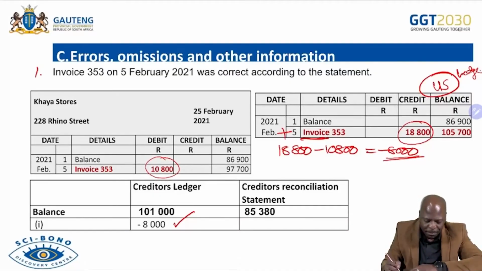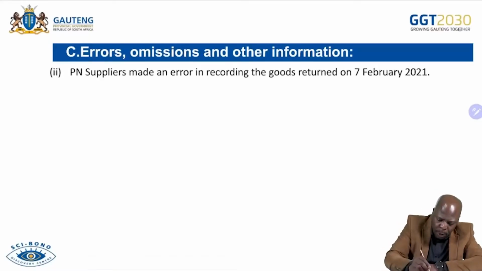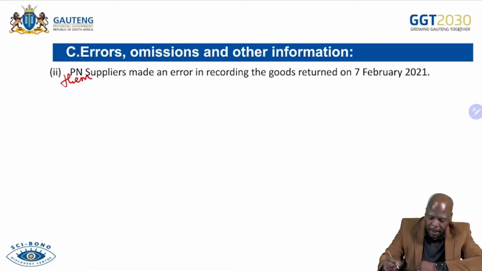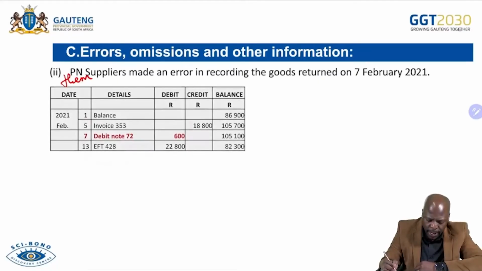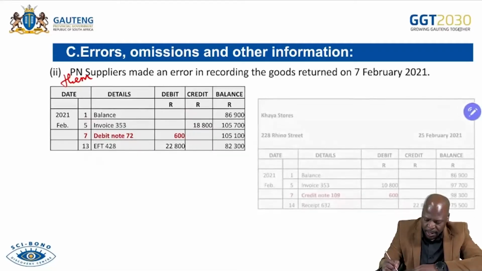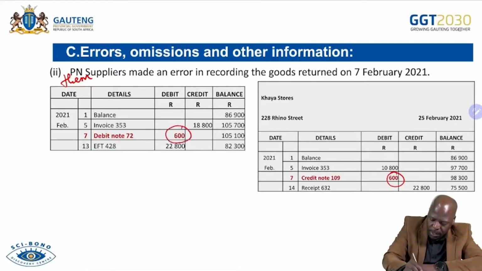Continue following. Adjustment number 2. PN suppliers. Okay, PN suppliers. Remember who's PN suppliers? PN suppliers is them. You're correct. PN suppliers made an error in recording the goods returned on the 7th of February. Let's see. All right. Here is a debit note of 600. Now, let's see what they did. Here is a credit note, and the amount is 600. I want you to tell me, what have you observed?